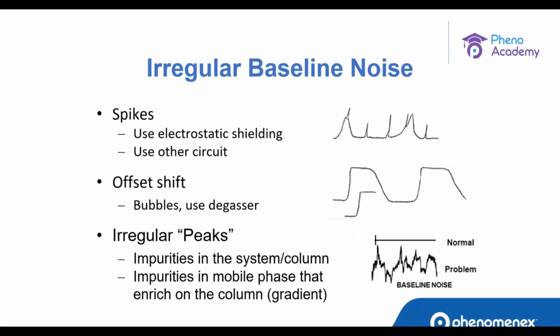The last one is irregular baseline noise. There are three kinds. Split baseline: if we see a split, use electronic shielding or use another circuit. If we see an offset shift, it means bubbles in the tubing or in the column; bubbles need to be degassed. Irregular peaks: if we see some irregular peaks showing in the result, it means impurity in the system or column, or impurity in the mobile phase that enriches on the column as well.